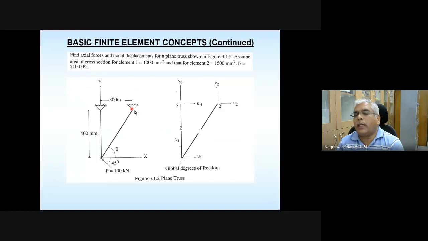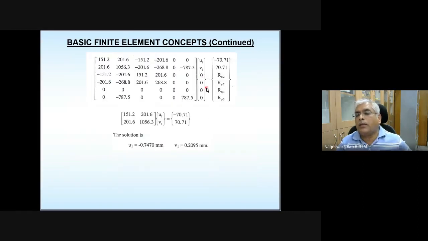Please check and see here: this point is fixed, this point is fixed. That means u2, v2, u3, v3 are zeros. Substitute all that information, and reactions will develop wherever you make the displacements equal to 0. Then do partitioning of matrices. When you do partitioning, you end up with a 2 by 2 equation system. Solve for u1, v1. Once you solve for u1, v1, u2, v2, u3, v3 are zeros.